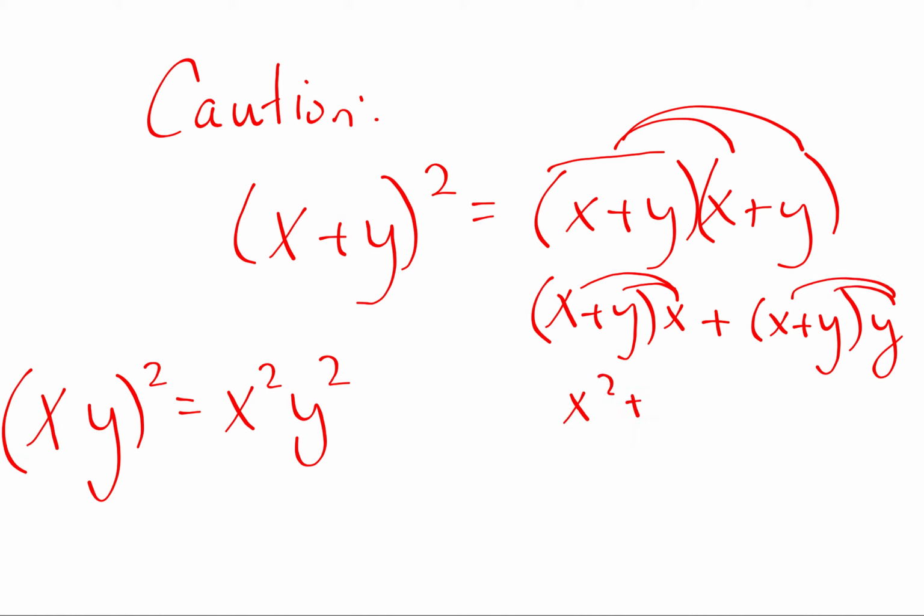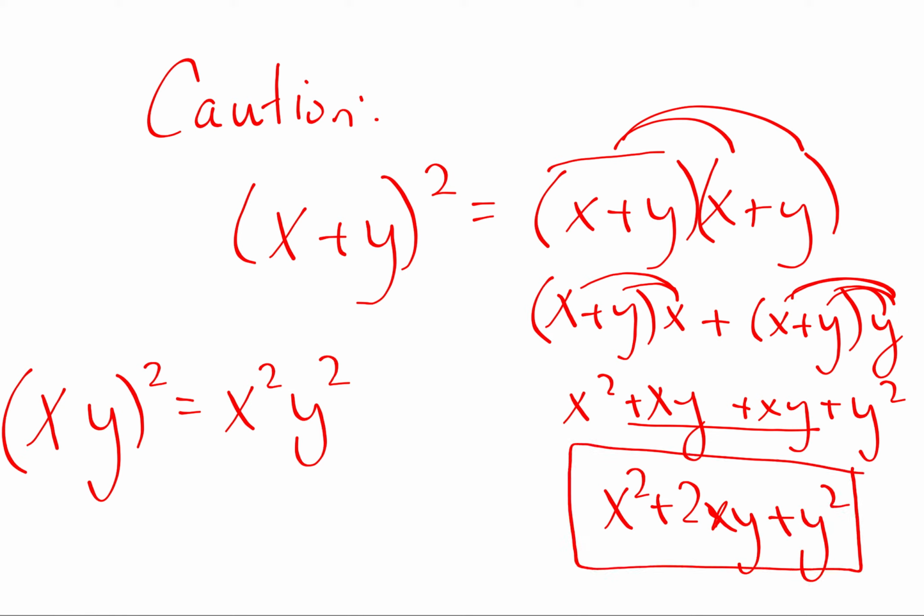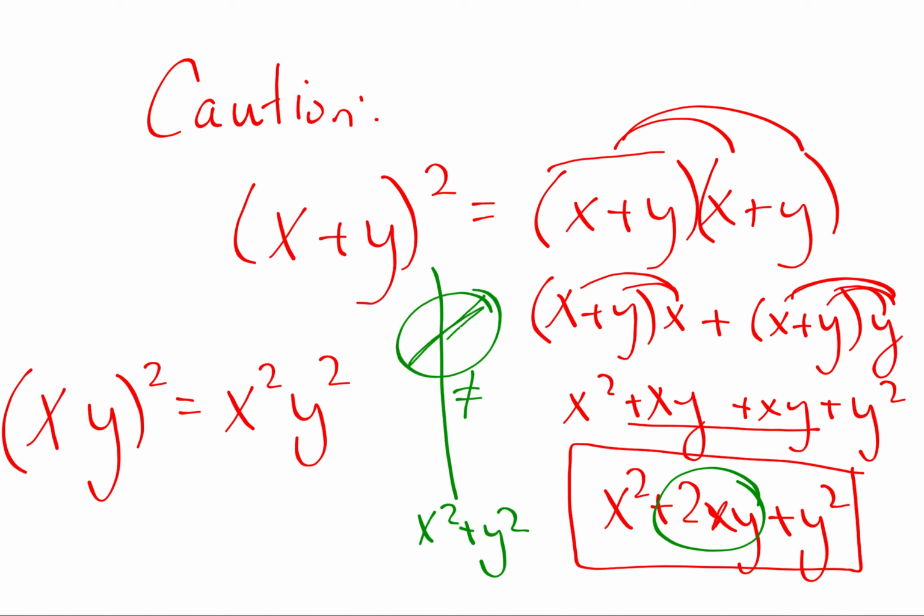So this would be x squared plus xy, and in the other one we've got another xy and a y squared. These are like terms, x squared plus 2xy plus y squared. Now the point I make here is that you cannot just distribute it and say it's x squared plus y squared, because it is not. It actually has that additional term in there. So you cannot distribute over addition. It only distributes over multiplication.